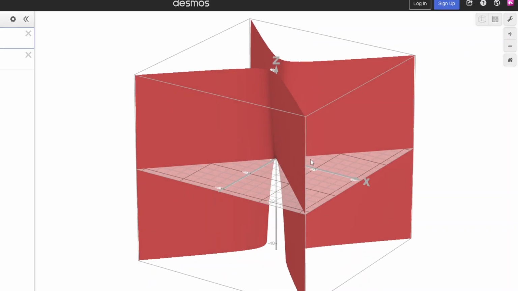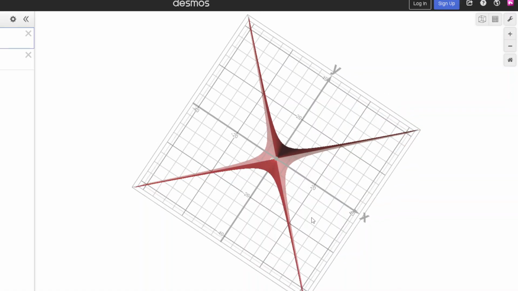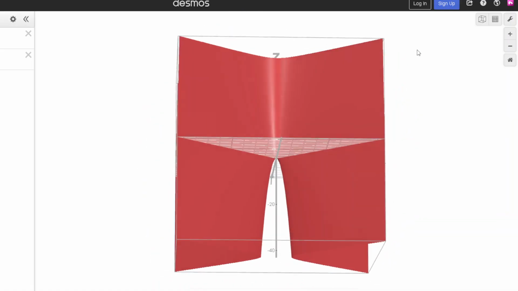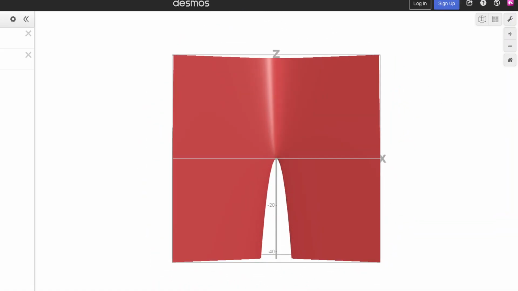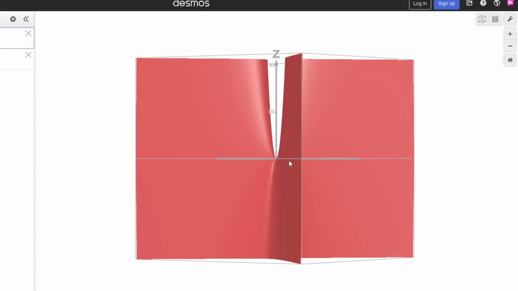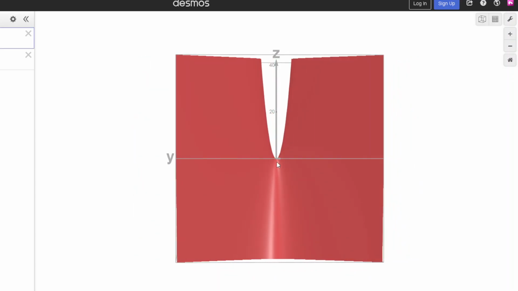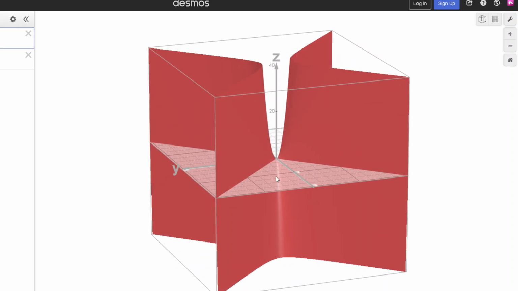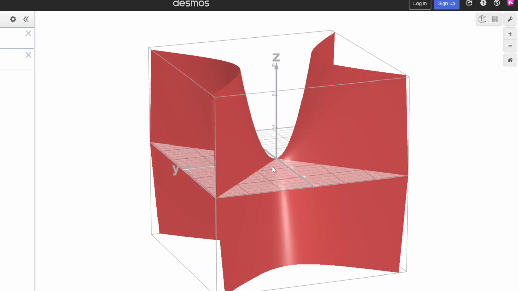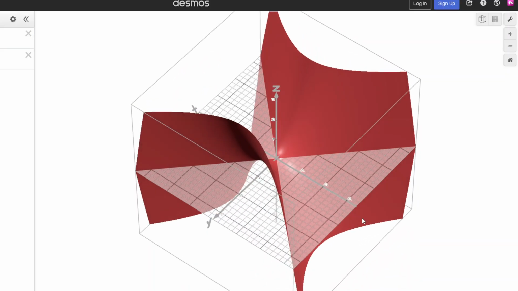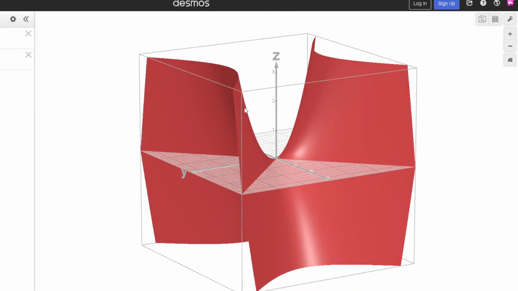And then this is ultimately a hyperbola from above, square minus a square, a parabola on zx, and a parabola on yz. So this special point in here, where I have both a min and a max happening at the same time, is called a saddle point.